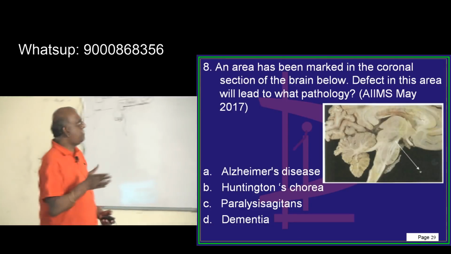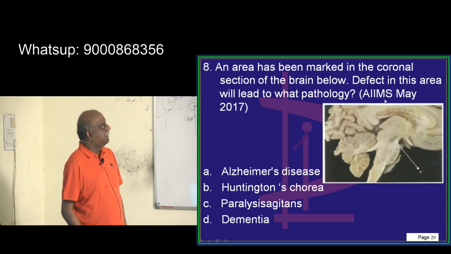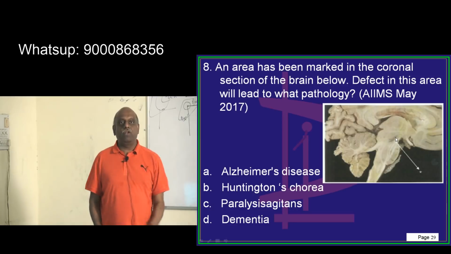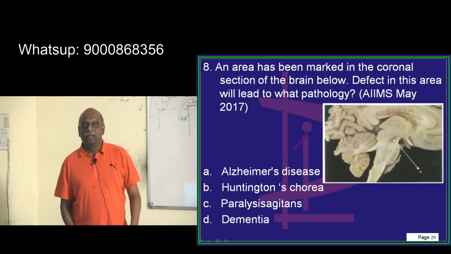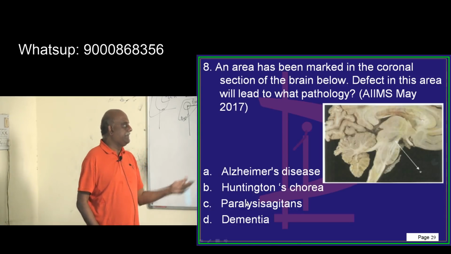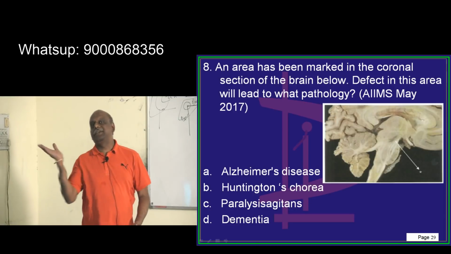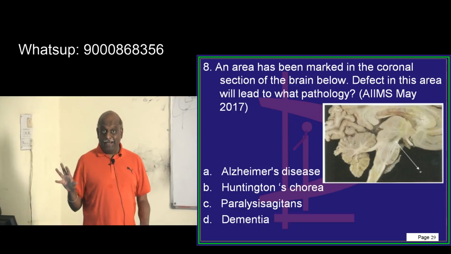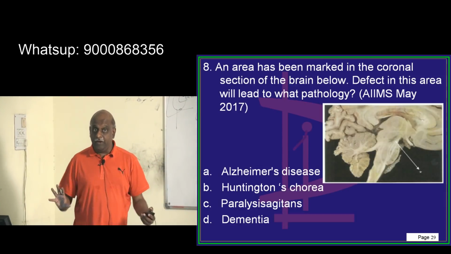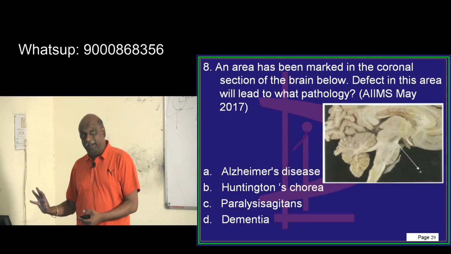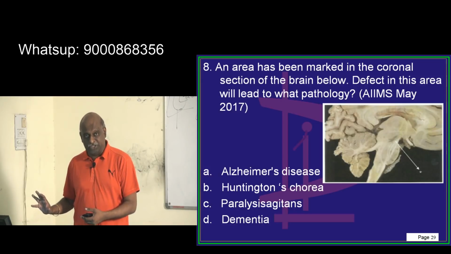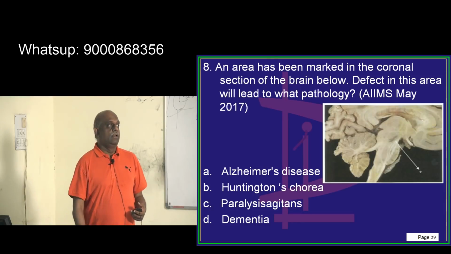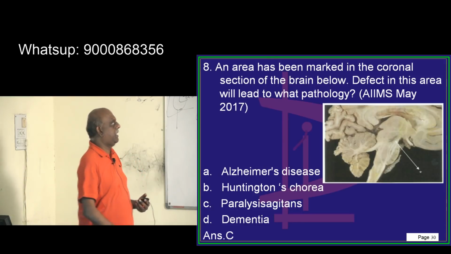An area has been marked in this. Defect in this area, what does it lead to? This is the typical area where you find the substantia nigra, and that leads to Parkinsonism, which is also called paralysis agitans, is what you need to remember. Once more, basal ganglia is a very high yield topic in anatomy, both theory and DNB question bank, AIIMS question bank questions. You should be in a position to revise before you go to the exam. Definitely one question is going to come.